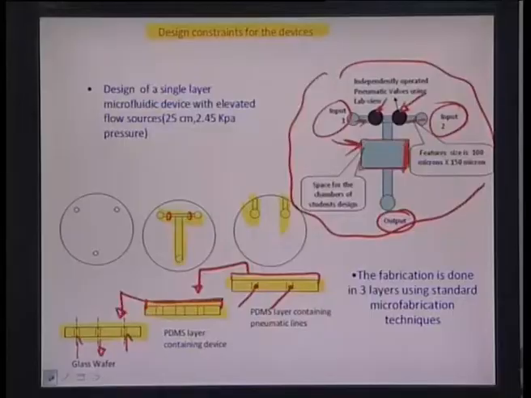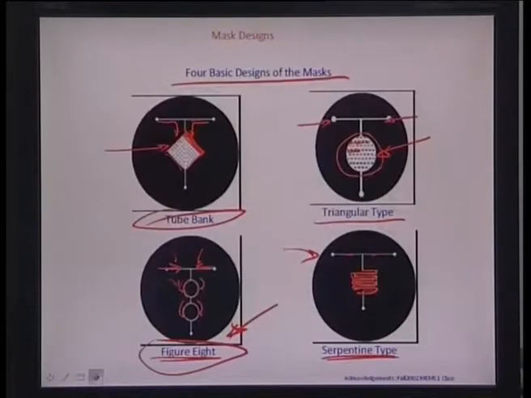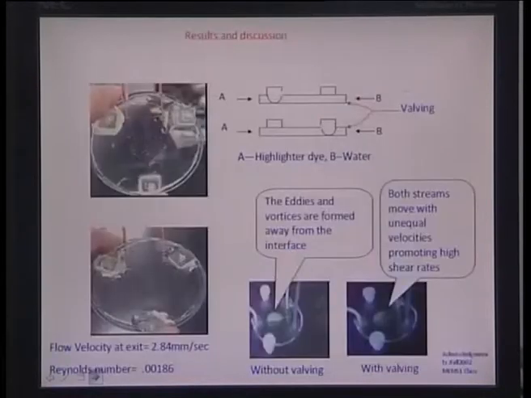A fluorescence dye was used from one end and it was gravity fed. The idea was, which was given in the constraint, that you should have the flow sources elevated to about 25 centimeters, which means that a pressure of equal to 2.45 kilopascals is to be generated, and after flowing this kind of a pressure driven flow through these micro channels, the following results came, and they were really counterintuitive.